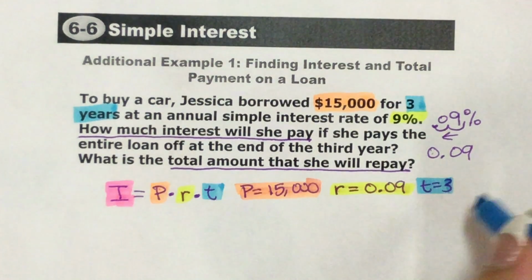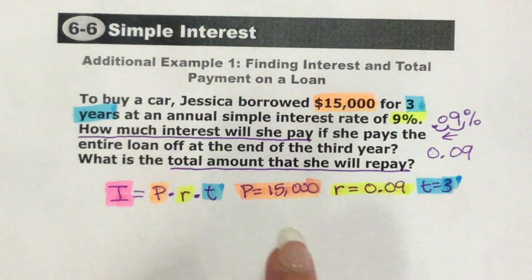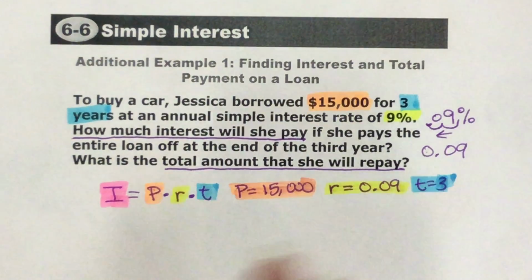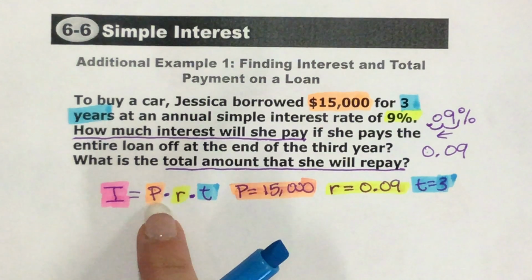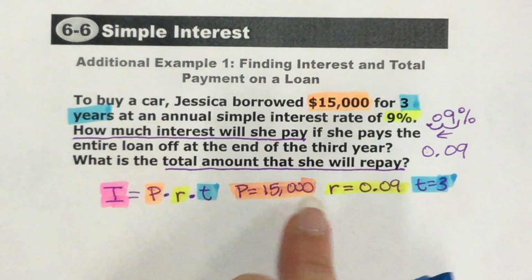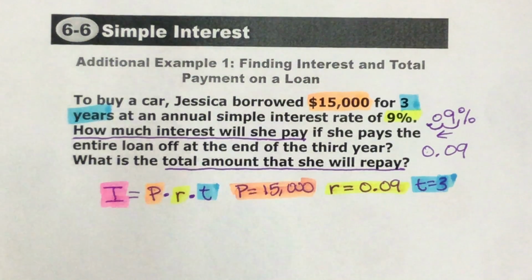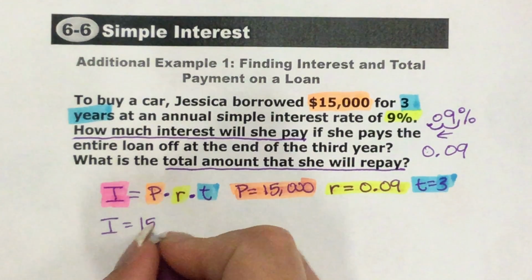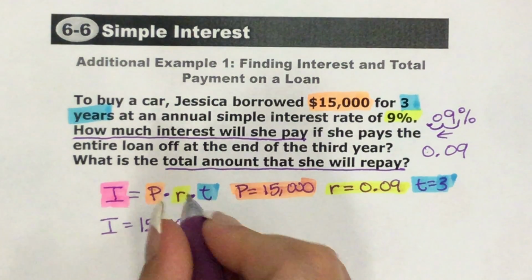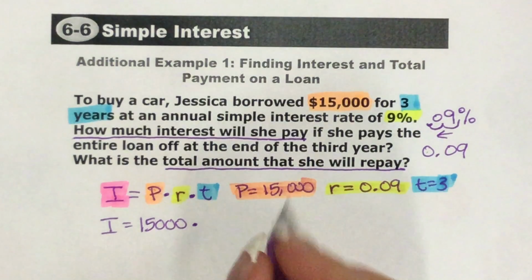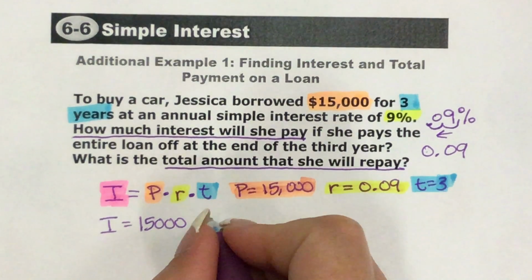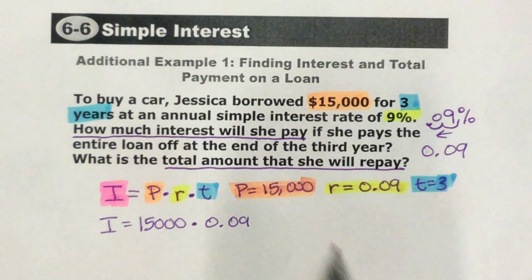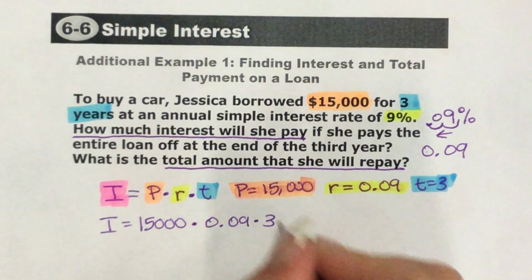So this is our formula here. We have all of our variables defined. That means we have the variables, the letters, and we are saying what the numbers are which go in for the letters. And now we're just going to plug these numbers into the formula. So interest equals the principal, which is $15,000, multiplied by the interest rate in the form of a decimal, 0.09, which is multiplied by the time, which is 3.